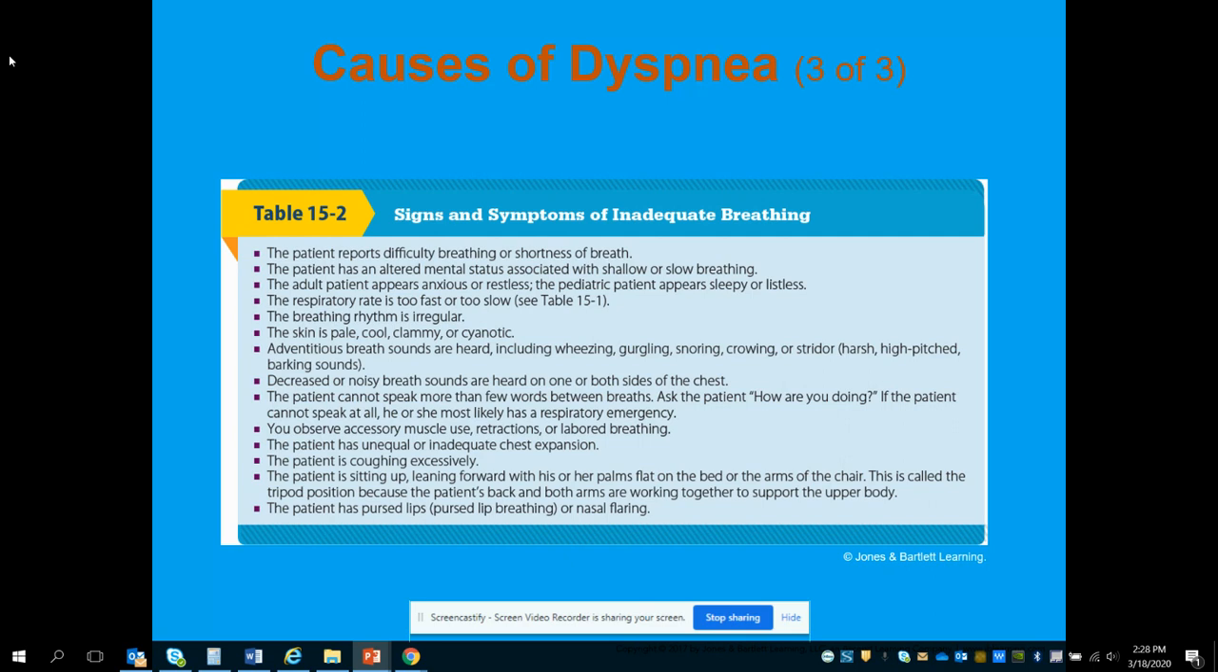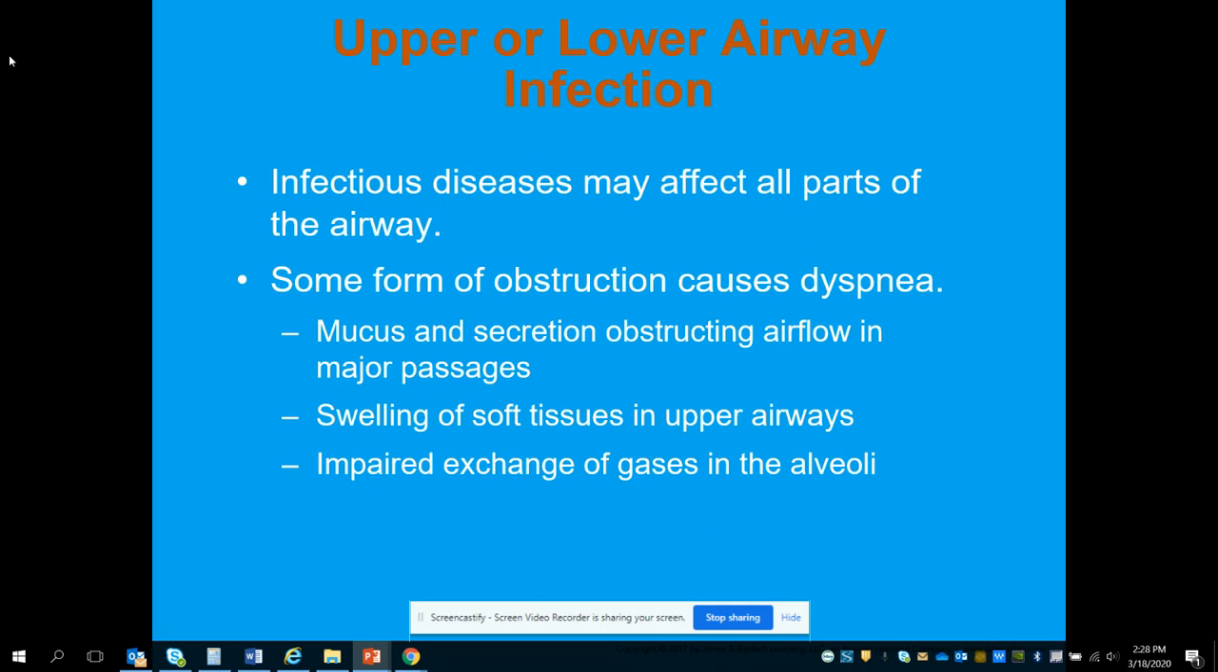be abnormal as well. If the patient's having difficulty speaking more than a few words between breaths, that would be a bad sign. Tripod position, obvious extra movement of the chest wall, accessory muscle use that we really don't need a lot of, those types of things. And pursed lip breathing can also be a concern as well.